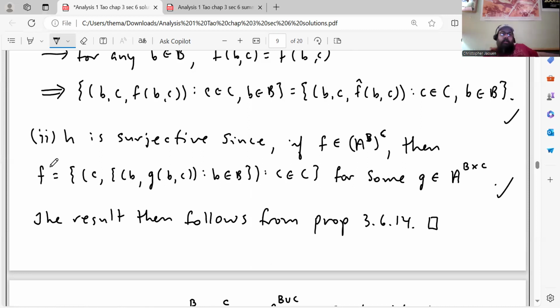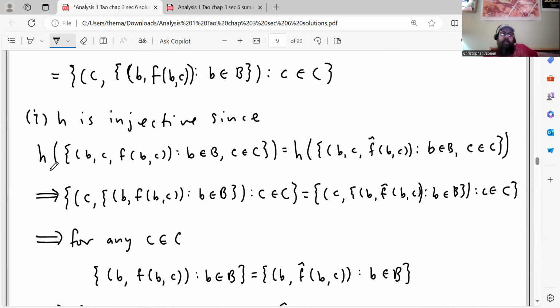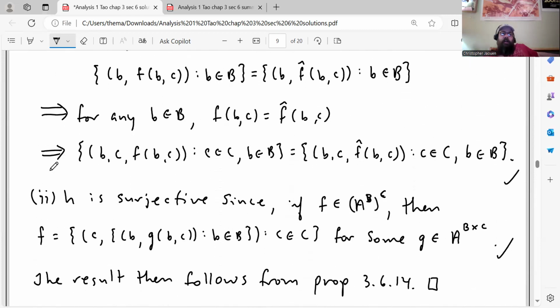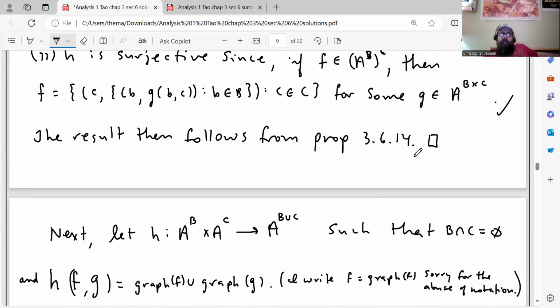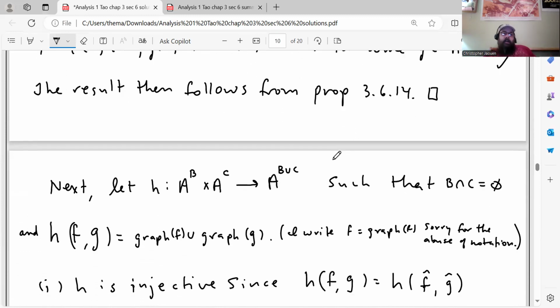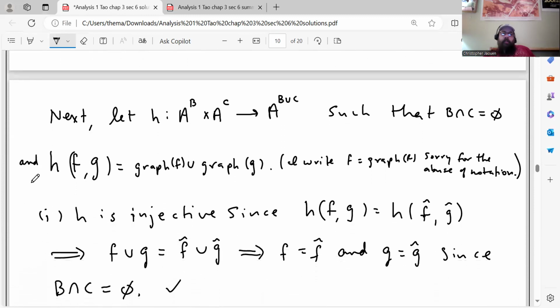So this function h I showed is injective and surjective, which means it's a bijection, and that means that the cardinalities are the same. And then the result about the natural numbers follows from proposition 3.6.14. All right, and we do something similar for the other property here.